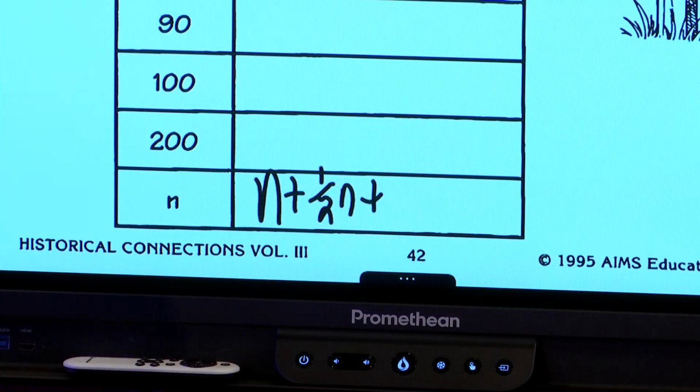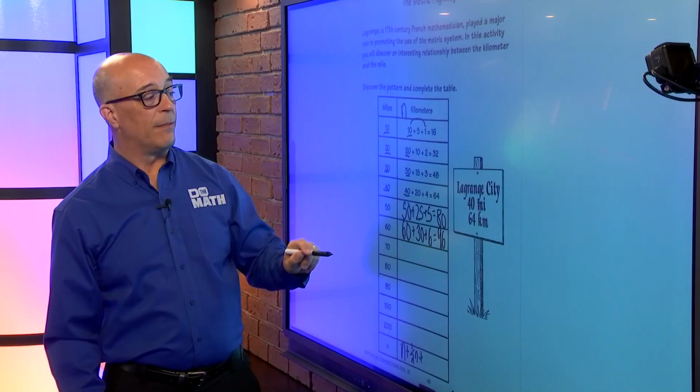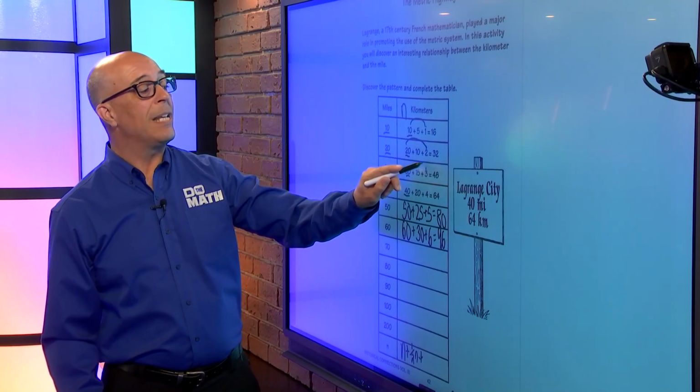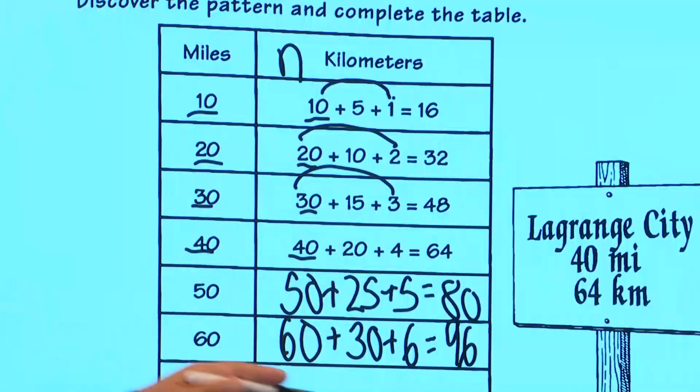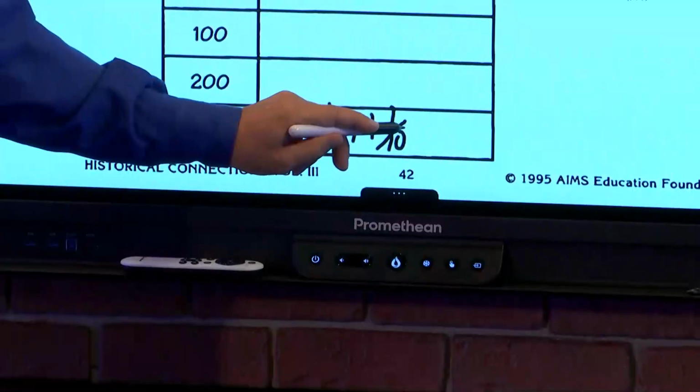So let's compare this to n. 1 is 1/10 of 10. 2 is 1/10 of 20. 3 is 1/10 of 30, and we continue and we see that continues. So we're gonna take 1/10 of n.